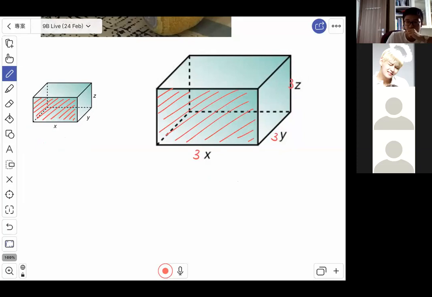If they are similar figures, then what is the area here? And the area on the right hand side? 9xy. So you can see although the length ratio is 1 to 3, the area ratio is not 1 to 27. xy is the one on the bottom. Oh, yes. Sorry. My bad.